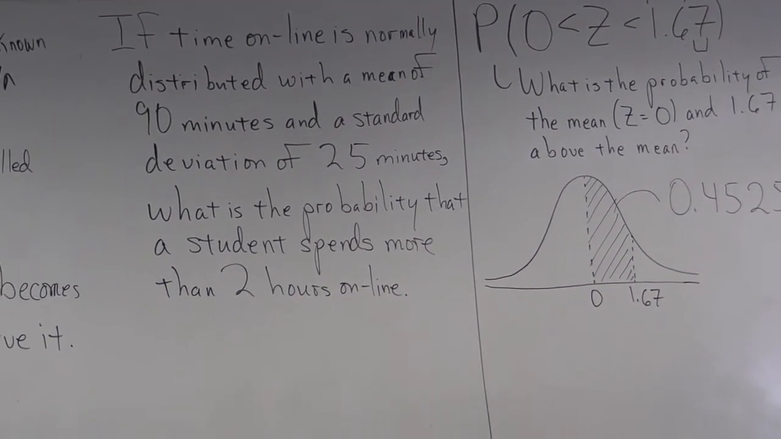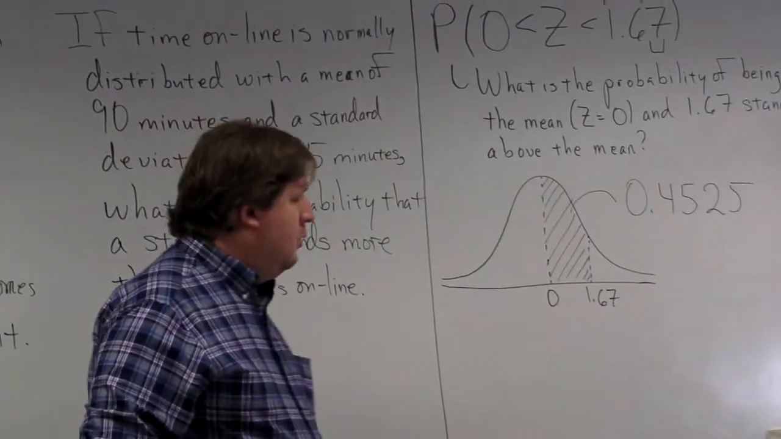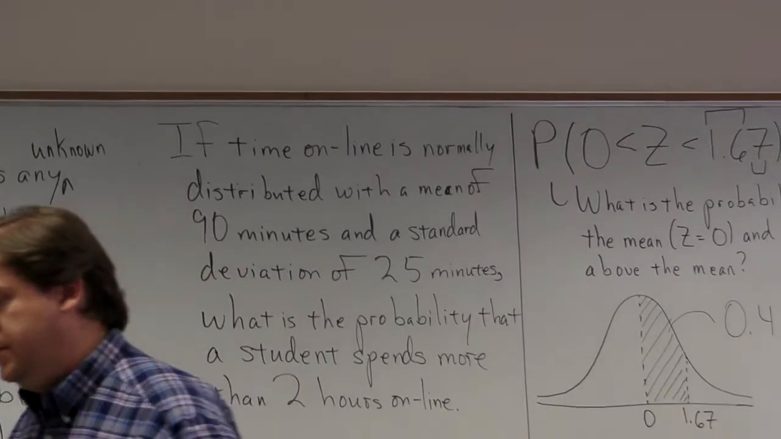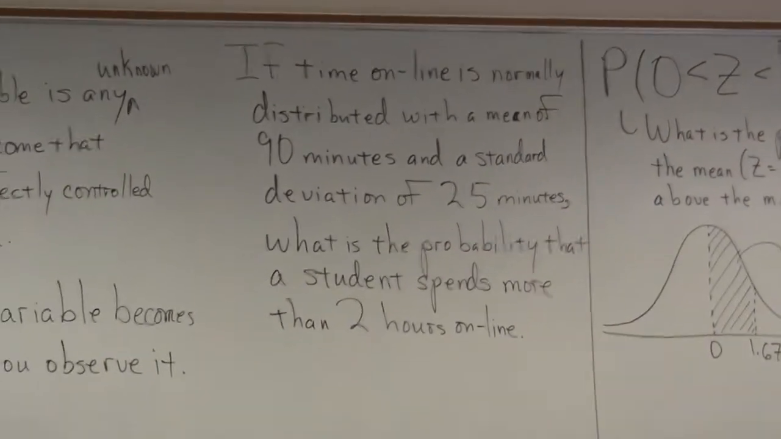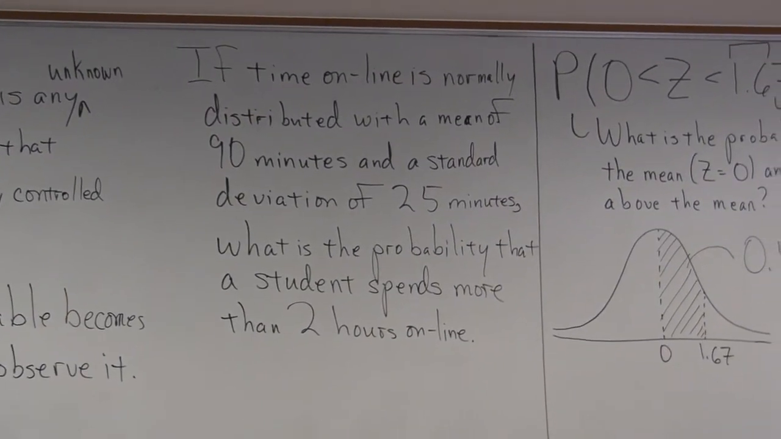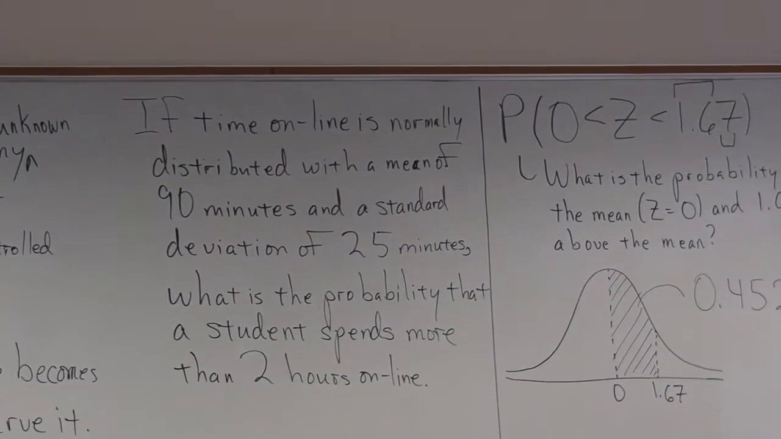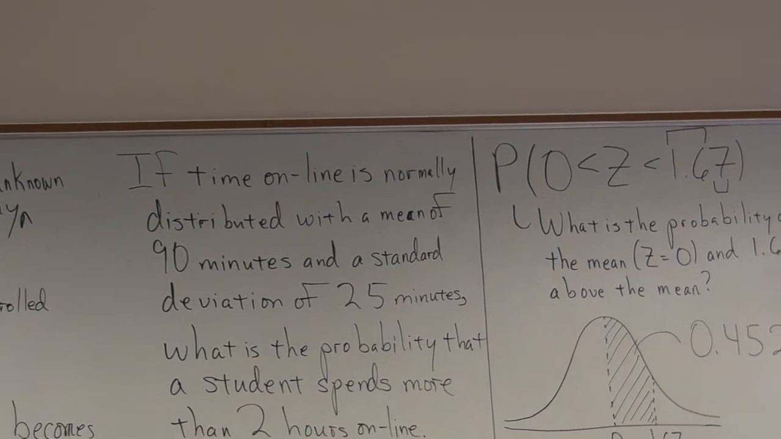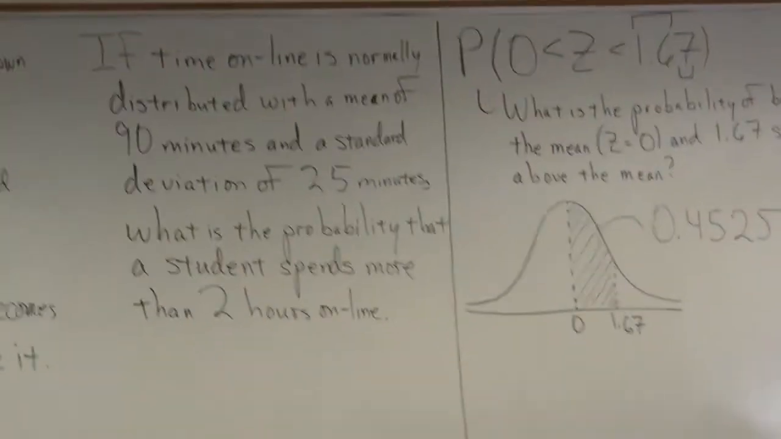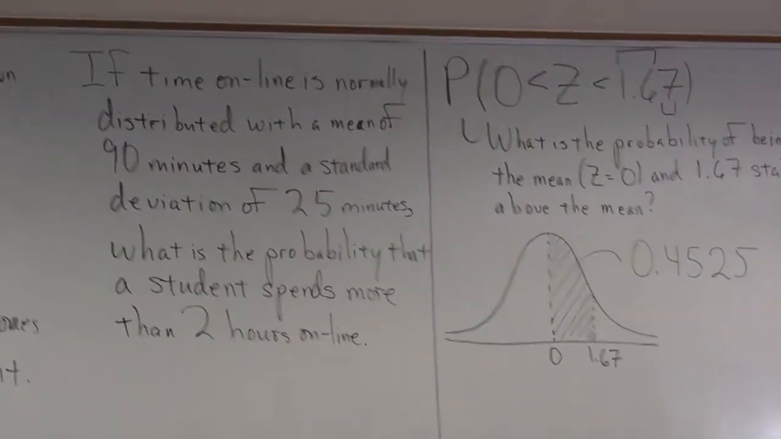So we could answer this question. What is the probability that a student spends more than 2 hours online? Now, one thing I'll say here, and we'll talk about this when we talk about the sampling distribution, is the key here is the assumption of the 90 and the 25 minutes. We're assuming that the mean is 90 minutes and the standard deviation is 25. If those things are incorrect, then everything else we do is incorrect. But we're going to go with them and think that, at least for right now, they're right.